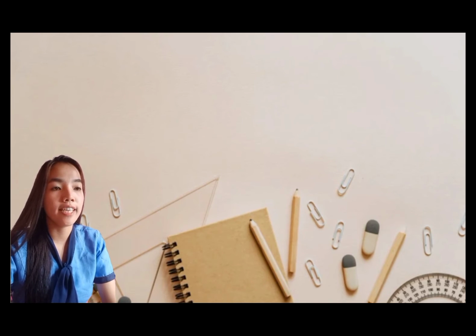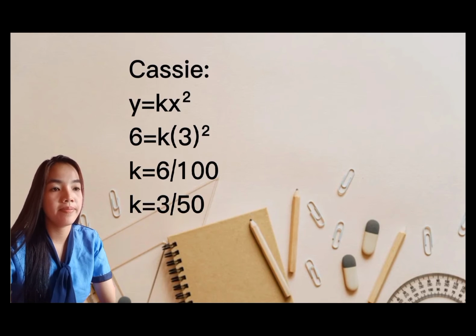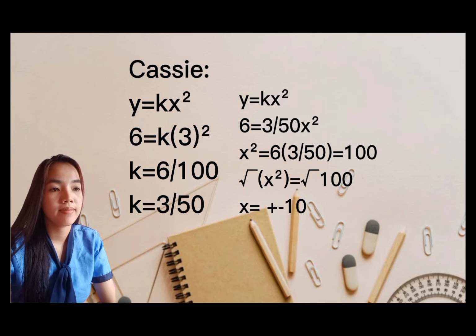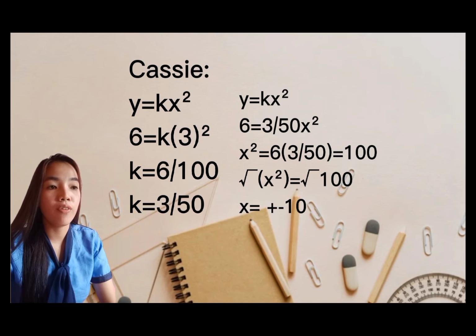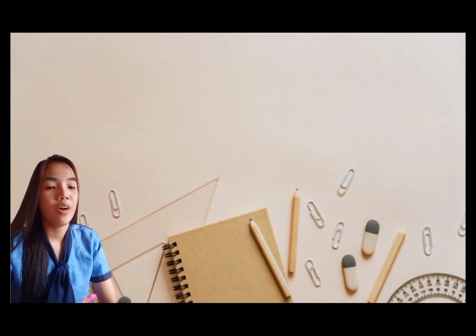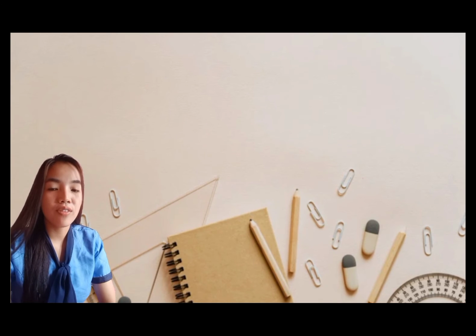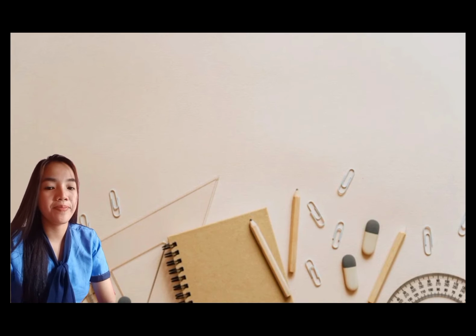May I call on Casey to share the answer for k and x? Okay, the answer for k is 3 over 50 and x is equal to positive and negative 10. Okay, that's correct. Thank you for your participation.